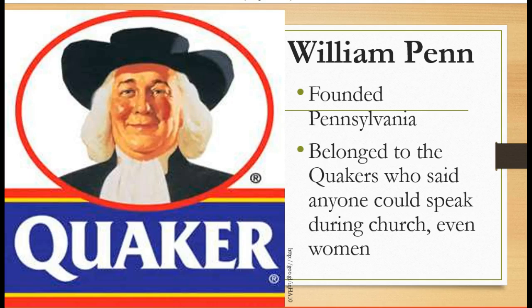The Quakers believed that anyone should be able to speak during church, even women. So even if you are a woman, you should have the right and the ability to speak during church, which was revolutionary at the time. Quakers also were pacifists. What pacifism means is that you oppose violence of any form, and violence of any form would include war. And so when we had the French and Indian War, and later on the Revolutionary War, most Quakers were unwilling to fight and be a part of those wars.